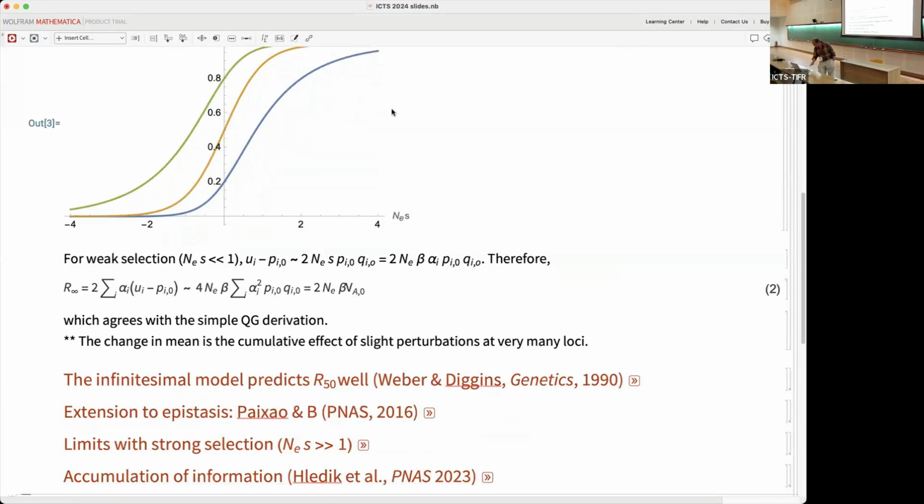Then do some calculus, and I won't go through it. It's pretty easy to do, if you like calculus. You can ask a computer, or your smartphone probably does it now. But you do a Taylor series, you keep second order terms and so on, and you find that U is approximately equal to P0, the initial frequency, plus 2NES P0 Q0 plus terms of order NES squared, okay?